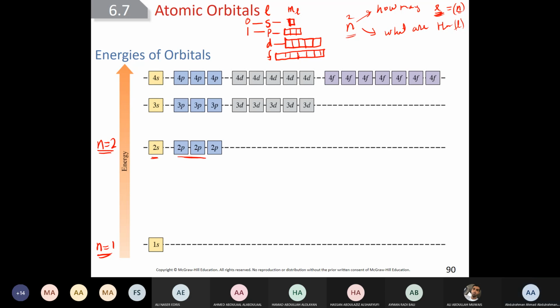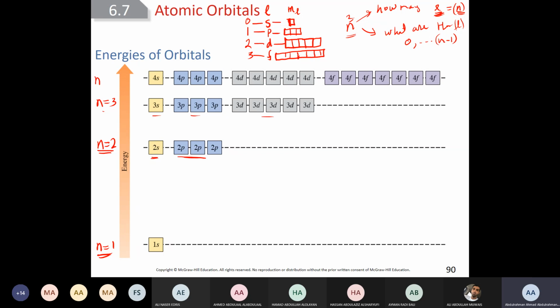Clear? When n equal to 3, how many solutions do you have? 3. What are the values? From 0 to n minus 1, which is S, P, and D only. That's why when n equal to 3, we have S, P, and D only, and these are the number of orbitals in each one of them.